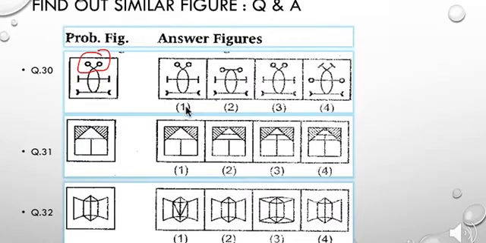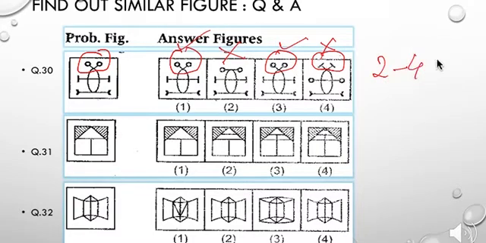Let's check in answer figure 1. We can see that this design is exactly the same. In option 2, this design is not the same. In option 3, this design is the same as the problem figure. In option 4, this design is not the same. So option 2 and option 4 cannot be the answer. So the answer is either option 1 or option 3.